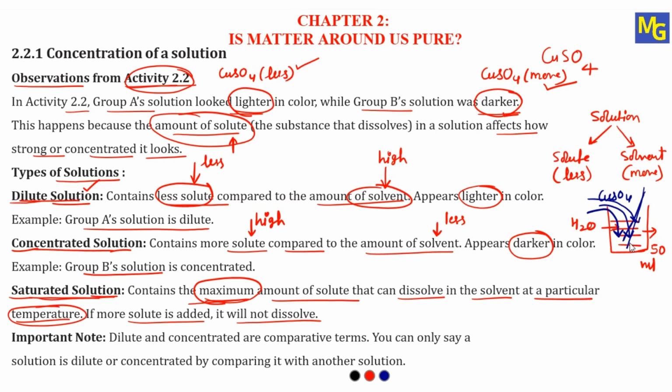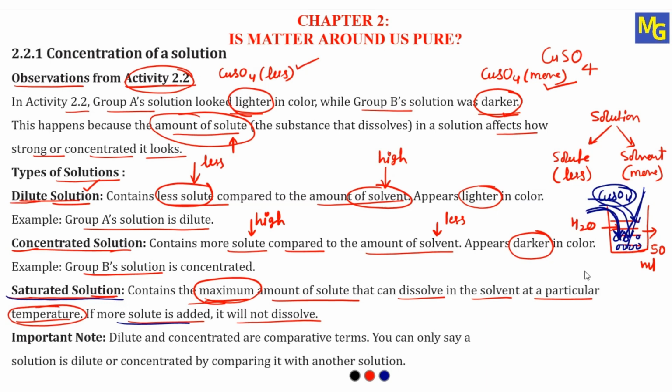There will be one stage at which the copper sulfate which you are adding into this water will not get dissolved. It will remain as it is in this solution. After mixing, after stirring also, it will not get dissolved. That stage is called no more solute gets dissolved. Remember, a solution at this stage we can call a saturated solution.